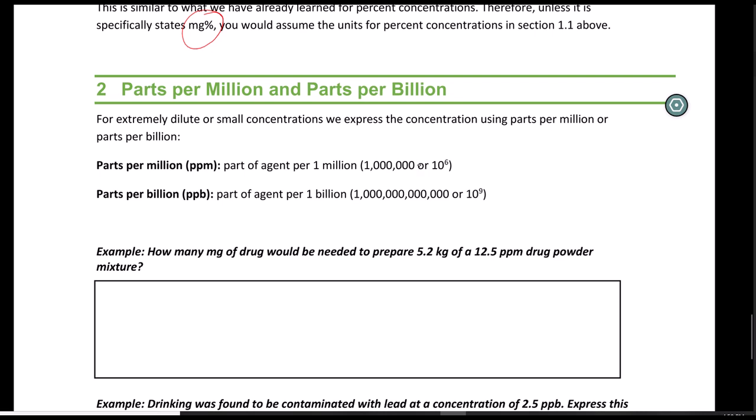The designation for parts per million and parts per billion is just like concentration or just like percents. So out of 100, except this time the denominator is going to be either 1 million, right? 6 zeros, or 1 billion, right? 9 zeros. But it's the same concept as percent being out of 100. These are out of a million or a billion.